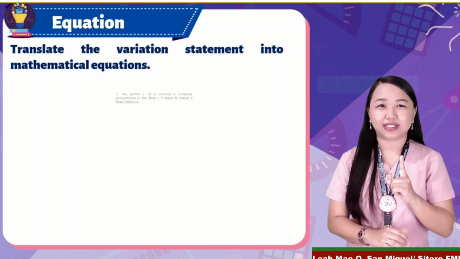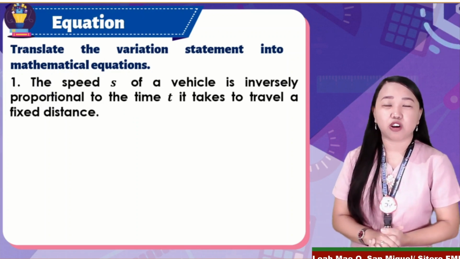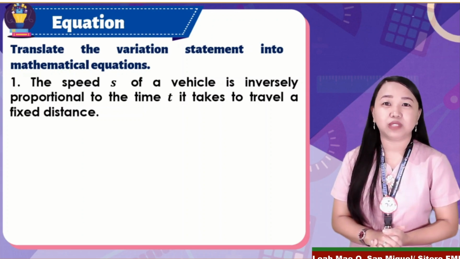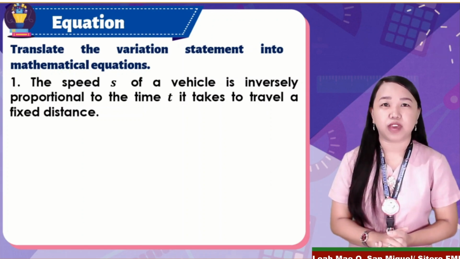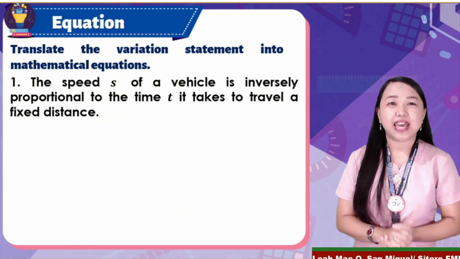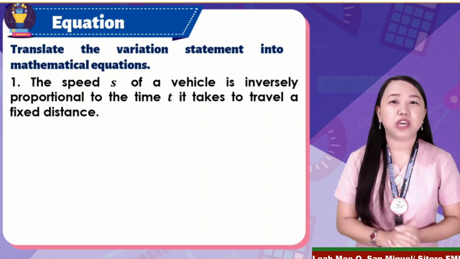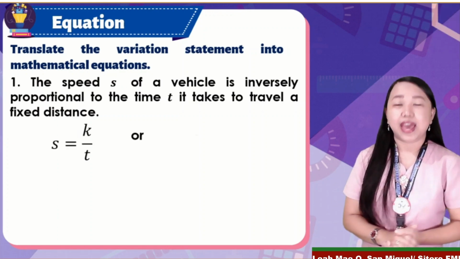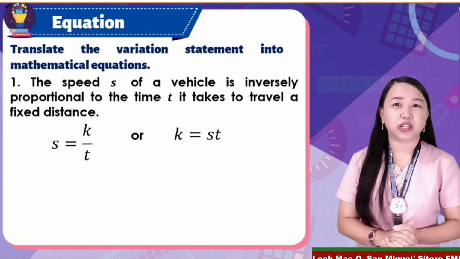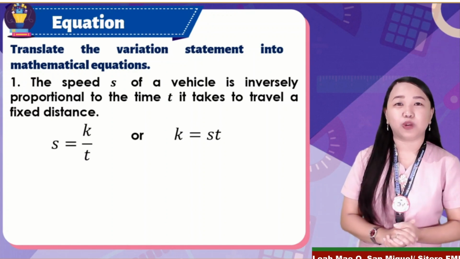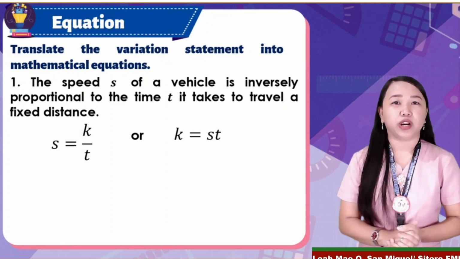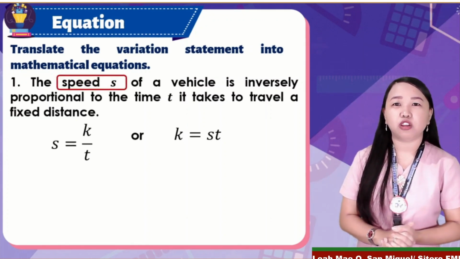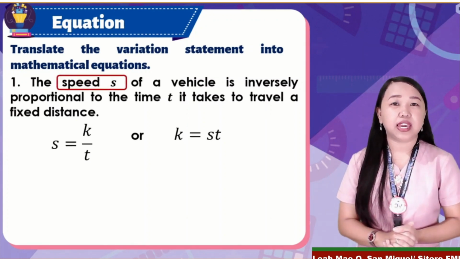Number 1, the speed s of a vehicle is inversely proportional to the time t it takes to travel a fixed distance. This statement can be translated into mathematical equation as s is equal to k over t or k is equal to st, where k is the constant of variation, s is the speed of a vehicle, and t is time.